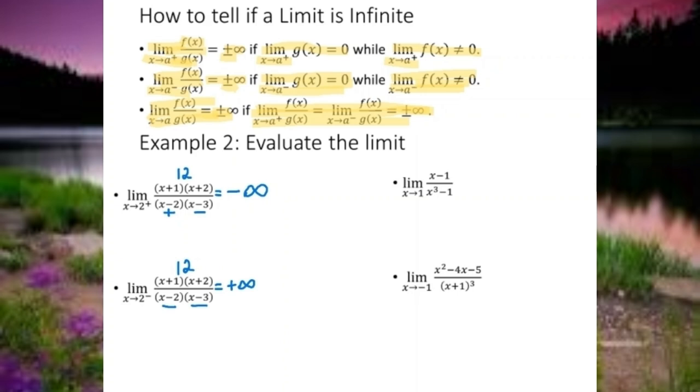You can use sample numbers if it helps. For example, if you pick a number such as 2.01 for the right-hand limit or 1.99 for the left-hand limit and plug them in, you will be able to see that our function would approach negative infinity and positive infinity respectively.